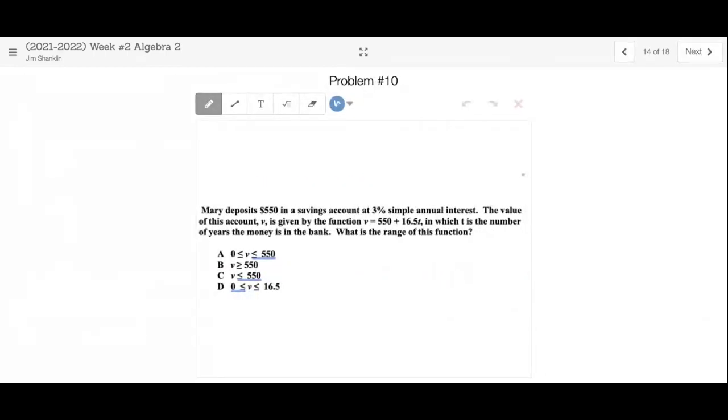All right, number 10. Mary deposits $550 in a savings account at 3% simple annual interest. The value of this account, V, is given by the function V = 550 + 16.5T, in which T is the number of years the money is in the bank. What is the range of the function? Okay. Range.